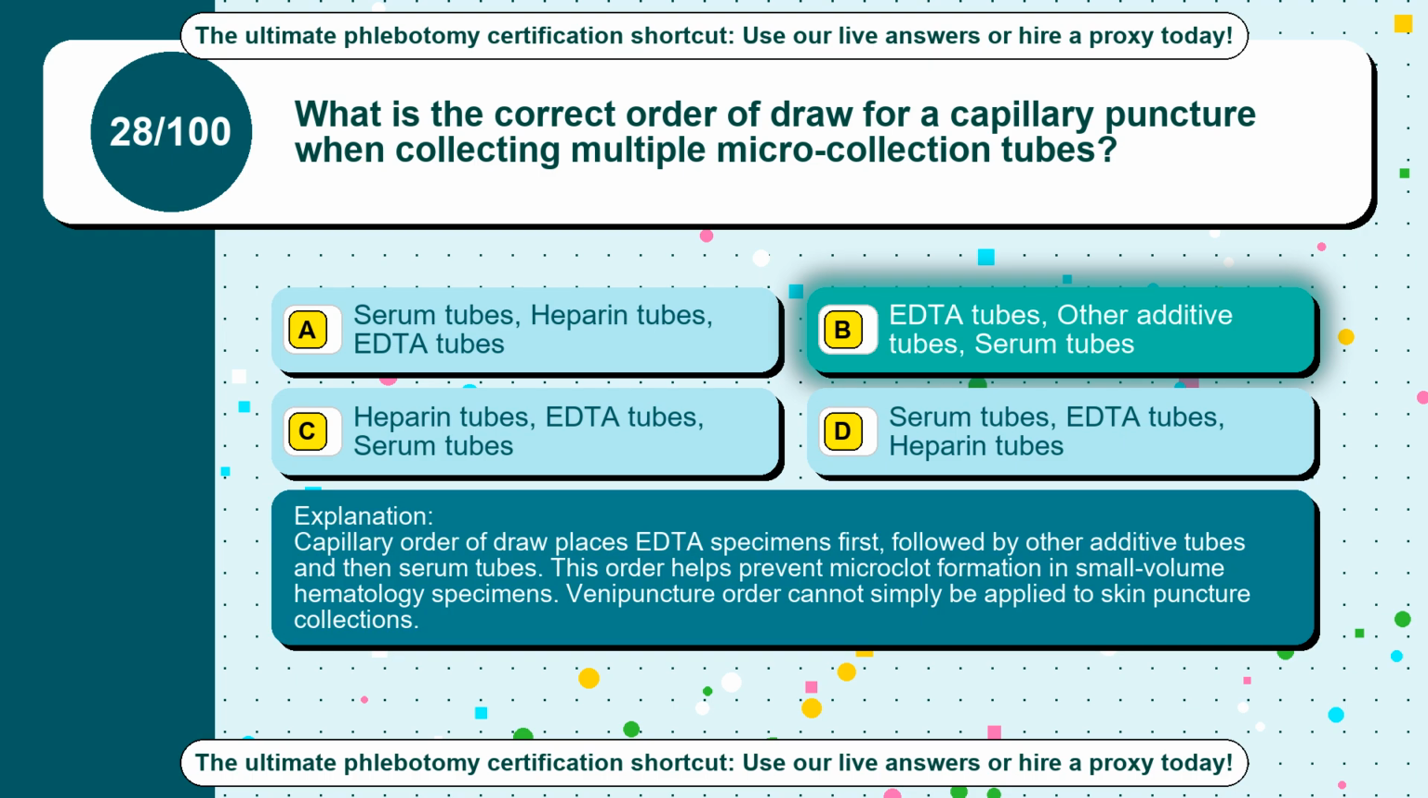Capillary order of draw places EDTA specimens first, followed by other additive tubes and then serum tubes. This order helps prevent microclot formation in small volume hematology specimens. Venipuncture order cannot simply be applied to skin puncture collections.